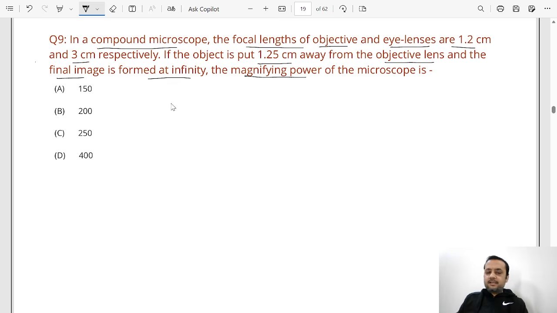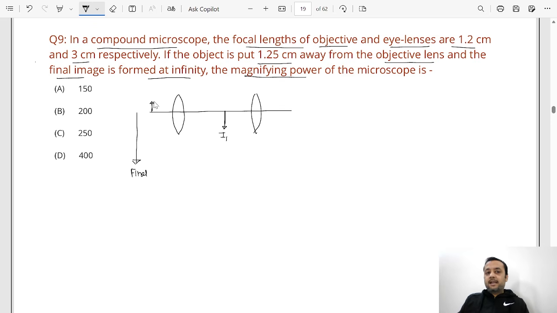Now, if you recall the structure of the compound microscope, here we have an objective lens and here we have an eyepiece lens. Let's say the object is kept somewhere over here. There is an intermediate image that gets formed somewhere over here, and the final image is formed somewhere over here, which in this question is getting formed at infinity. So this is the final image, and this is the intermediate image.